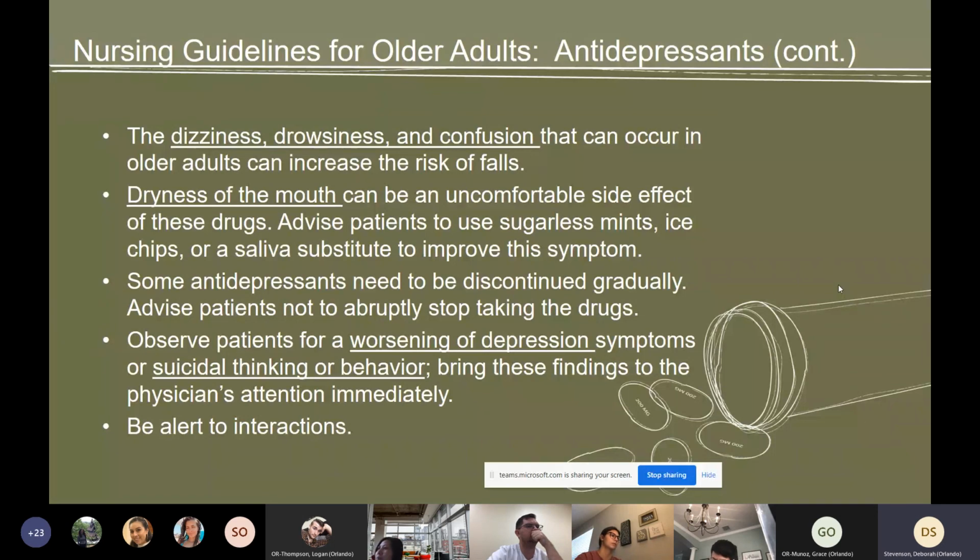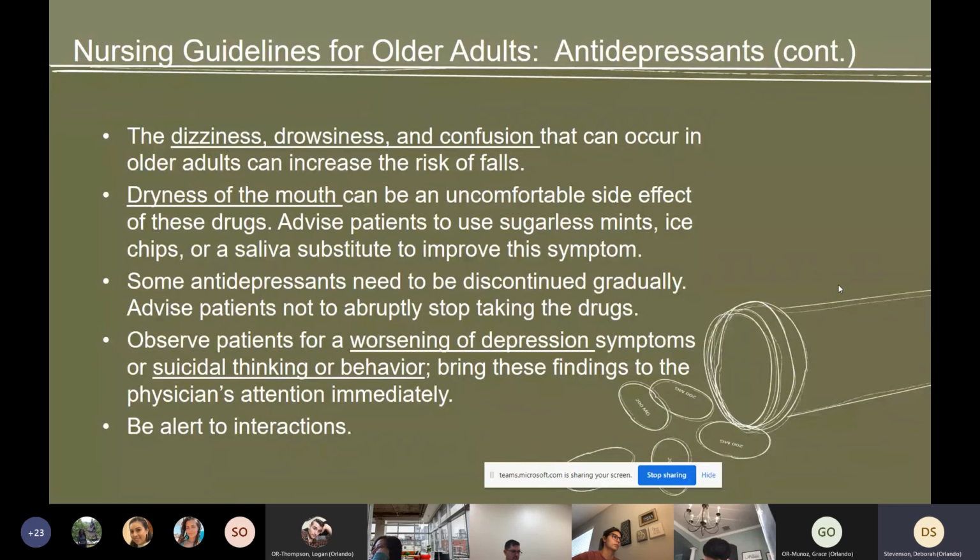Unfortunately, antidepressants can worsen depression. So observe for that. All the nice antidepressants really can cause depression, or worsen the depression symptoms. It does the opposite of what it's supposed to do, but it can. And unfortunately, maybe some suicidal thinking and behavior. So if you see any of these types of things, be sure you're notifying that healthcare provider about that. Find out from your patient.